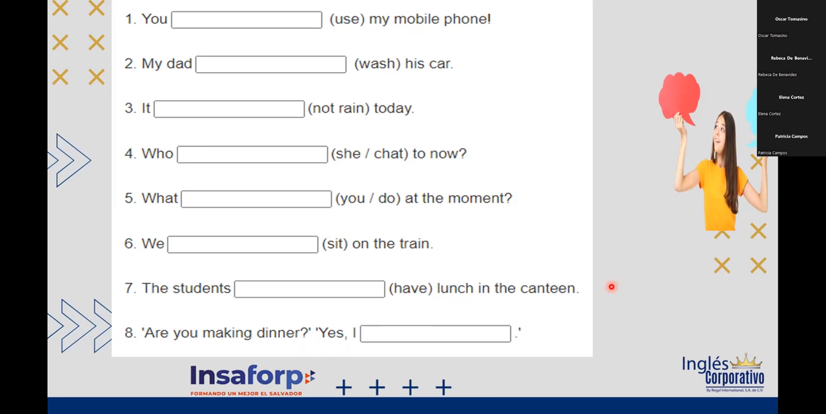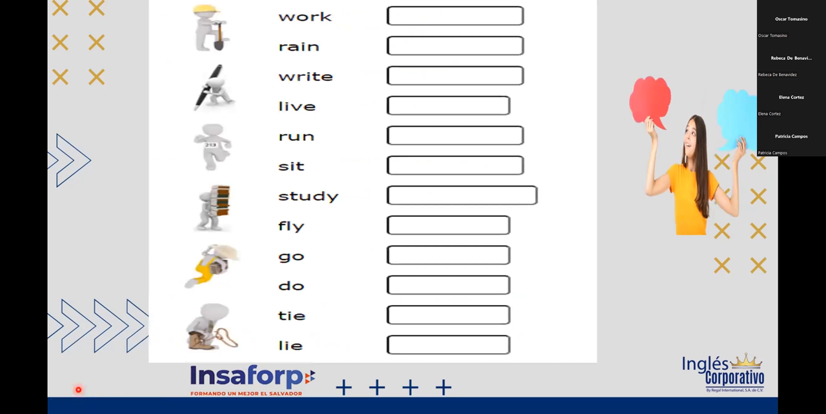Now, we also have something else here, and in this part, I will request your help too. Patricia, what is the continuous form of the verb work? Working. Excellent. Oscar, what is the continuous form of the verb rain? Raining. Rebecca, what is the continuous form of write? Writing. Felix, what about leave? Leaving. Julio, what about run? Running.